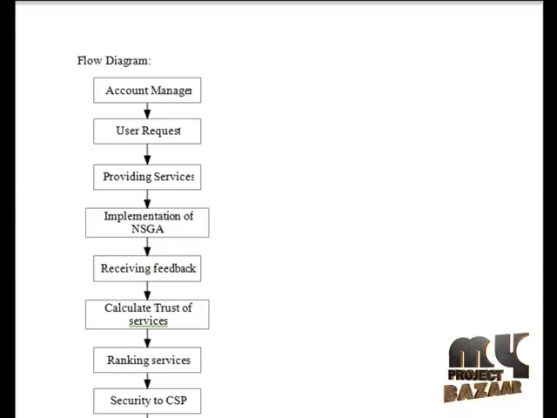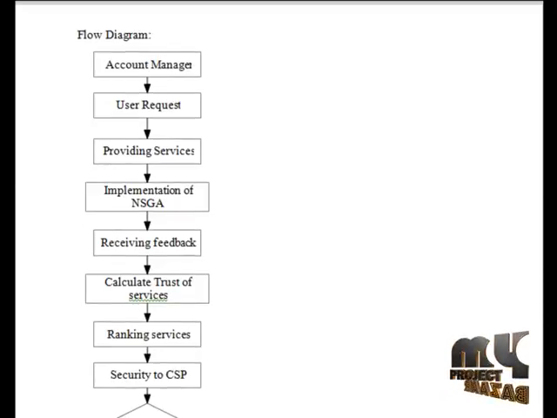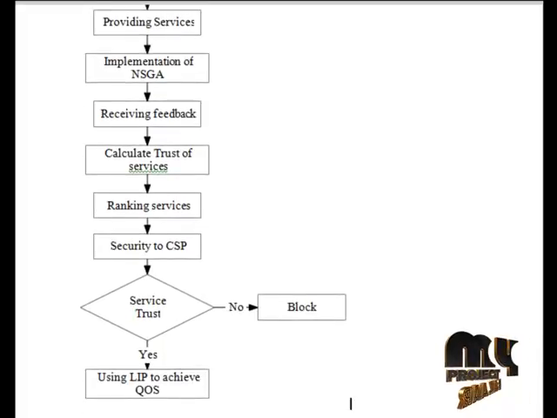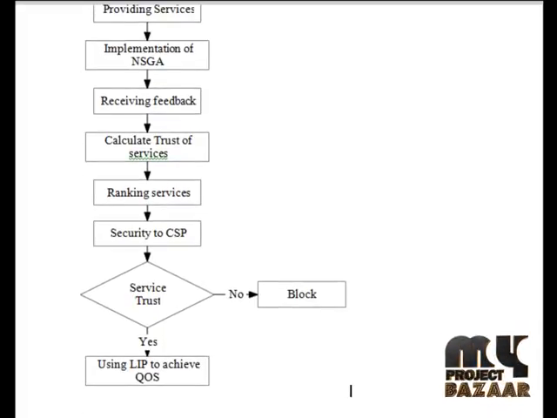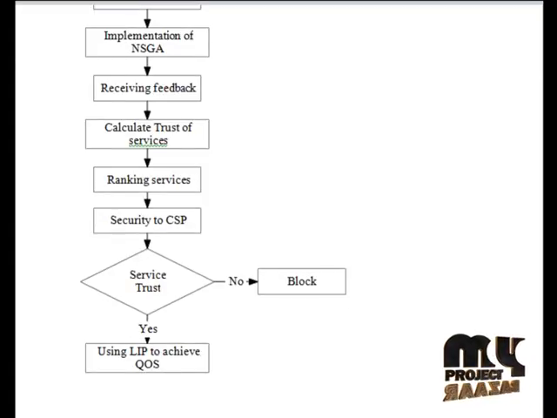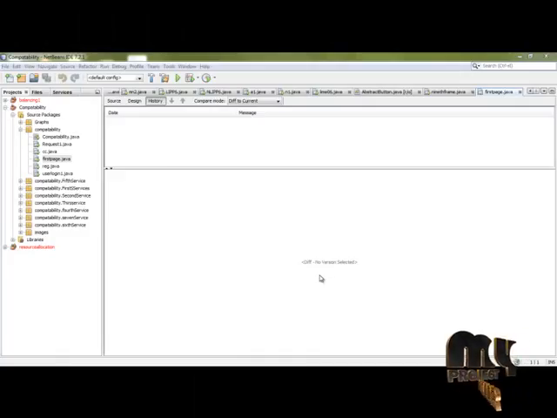It calculates the trust value of the user. After calculating the trust value, it will rank the services. After that, the cloud will calculate the security of each and every service. Finally, the LLP algorithm is used to achieve the QoS requirement. It will reduce the cost and time also. Let us see the demo for this project.